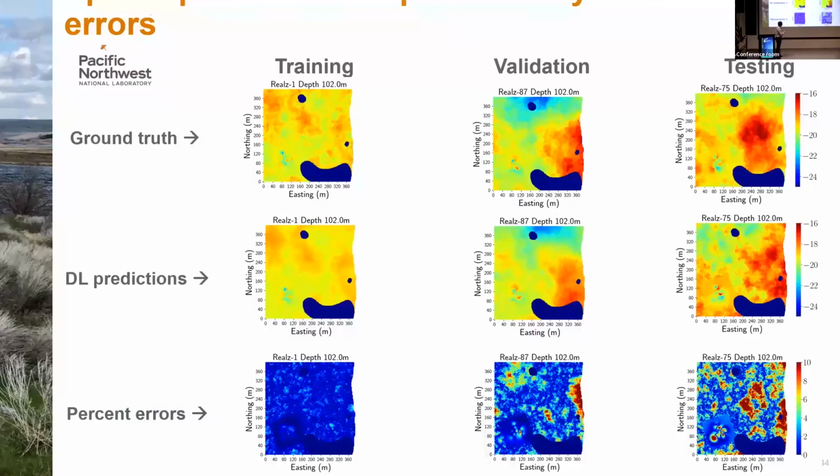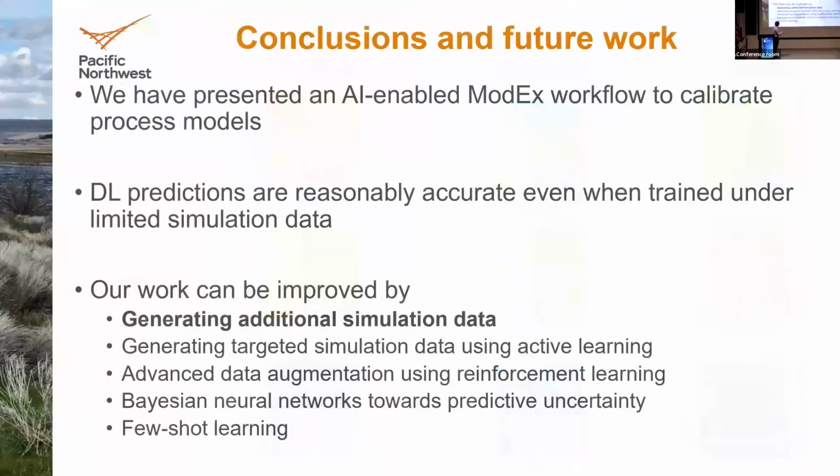These are the training, validation, and testing results from the deep learning model after you estimate the principal components. The top row shows the ground truth at a slice at a certain depth, which is of interest, and the bottom row shows the deep learning predictions. As you can see, in the training it does reasonably well. In validation and testing, there are some changes, and the percent error is less than 10%. But still, there are certain differences in the estimation of high permeability zones. So this instills reasonable confidence in using deep learning to train these models.